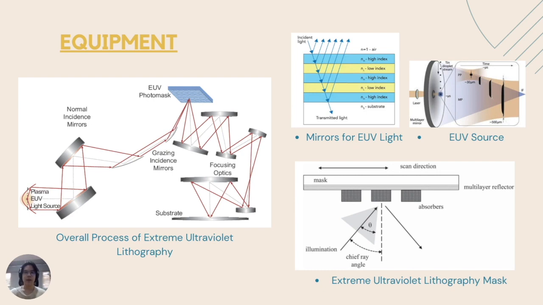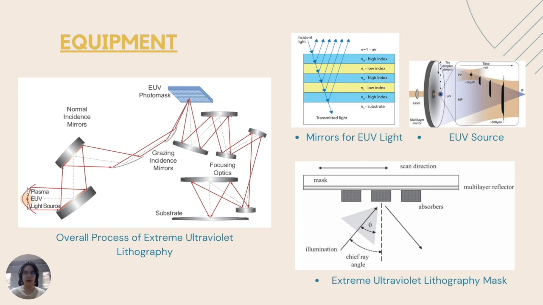So next is the equipment. On the left picture is the overall process of EUVL. The main principle behind EUV is that we shine the UV light and let it reflect among the mirrors along the way to the mask to create the patterns, and reflect it till it goes to the substrate. The first component that we need in order to do the EUV process is the EUV light source that will supply the EUV for the process.